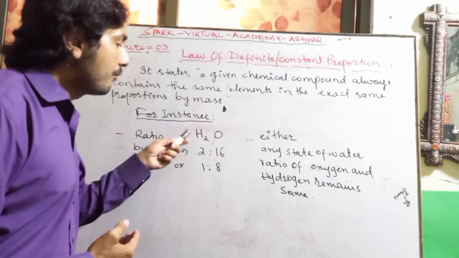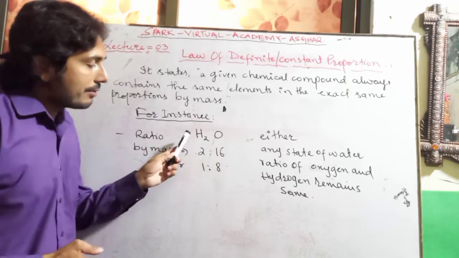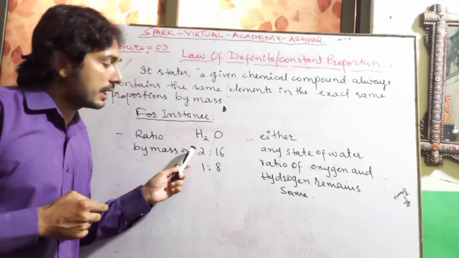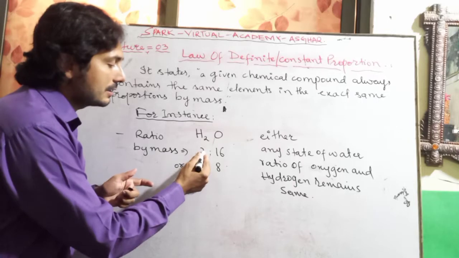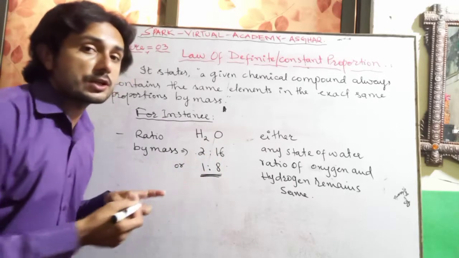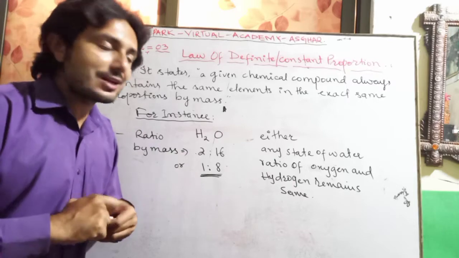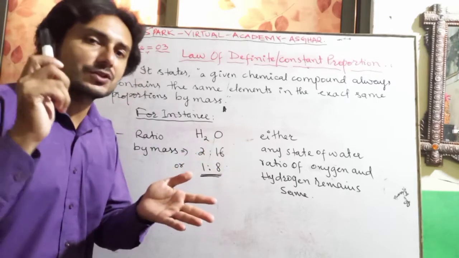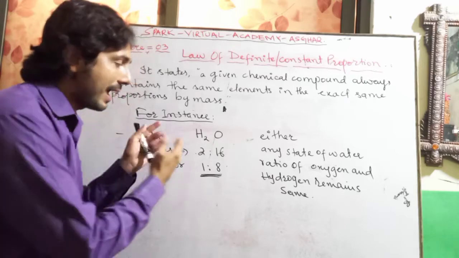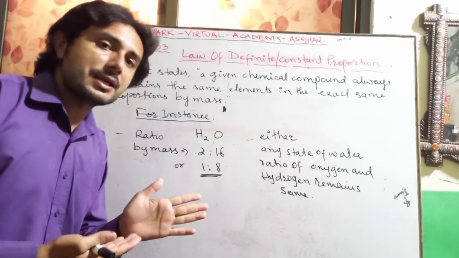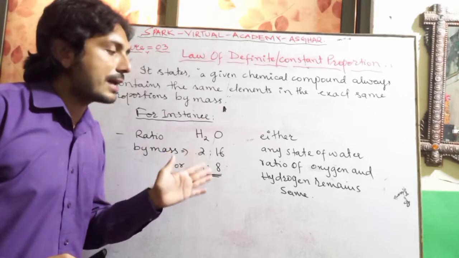Let's take an example of water, H2O. If we take the ratio of H2O molecules by mass, you can see here there are 2 atoms of hydrogen, and by mass it becomes 2 grams of H2, whereas the mass of oxygen is 16. And if we simplify it, we get the ratio of 1:8. It means wherever in any state, if water molecules are present, the ratio of hydrogen and oxygen by mass will remain the same, and that will be 1:8. It means 1 part of hydrogen by mass would combine with 8 parts of oxygen by mass. So we can say that in any state of the water, the ratio of oxygen and hydrogen remains the same.